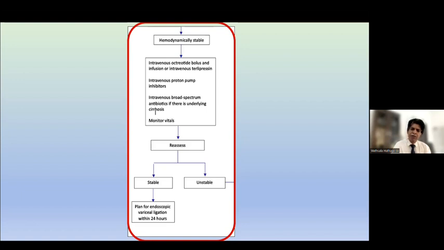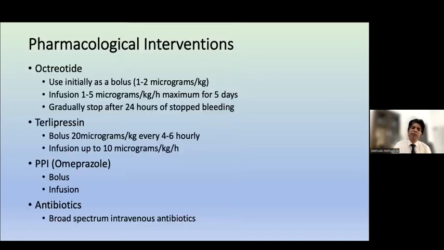After you start these things, you reassess the patient again and try to see where the patient is standing with regards to airway, breathing, and circulation. If the patient is stable, plan for endoscopic variceal ligation within the next 24 hours. If they are unstable, then you go to the other side of the management.